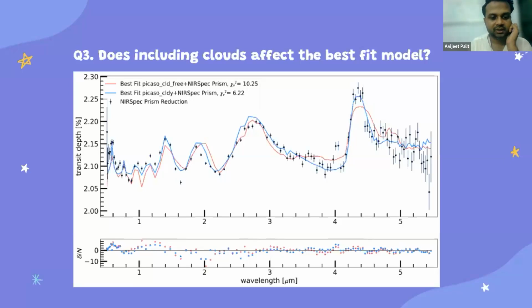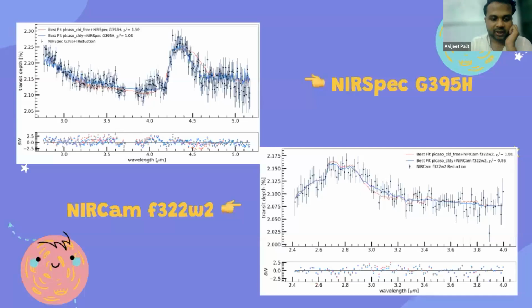Can we have the next slide? Here are two other plots for NIRSpec G395 and NIRCam F322W2, and here also we observe the same thing. From here on, my group mate Divya led the presentation, and I will join you later.